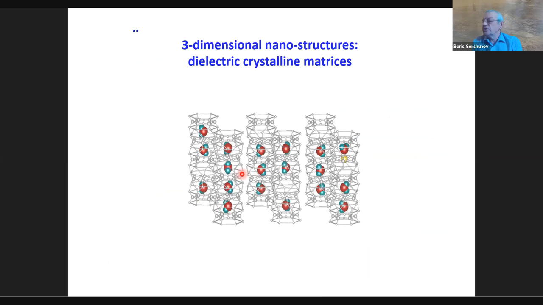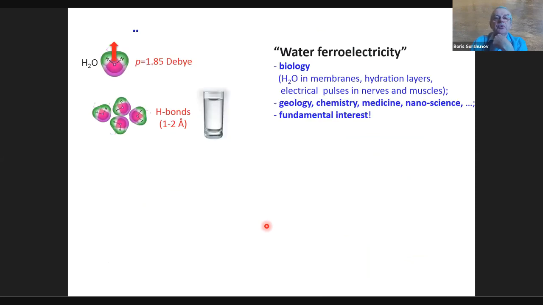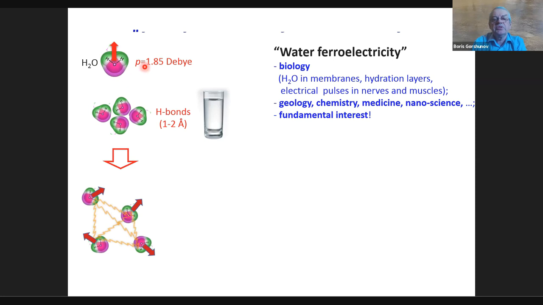Then we come to the three-dimensional structures. This we have with the dielectric matrices, where the crystal lattice has nanocages where one can have water molecules. I spoke about the effects we obtained on these structures during the last conference. We had a possibility to touch the mystery of so-called water ferroelectricity. It's a really very exciting phenomenon. In liquid water, one is not able to observe it. The point is that the water molecule is strongly polar, so if you place these water molecules one close to another, one could expect ordering, or water ferroelectricity, but it's not observed in liquid water due to H bonds.